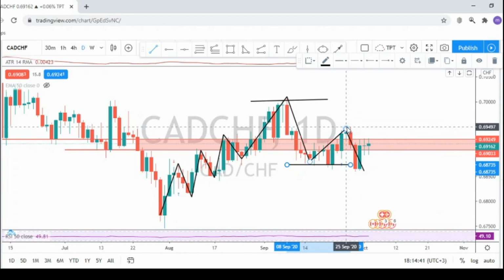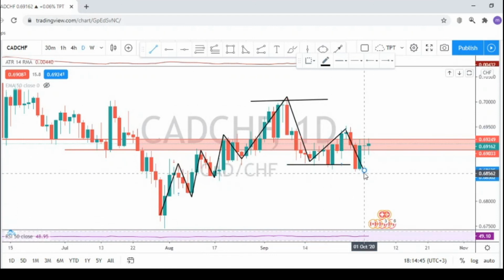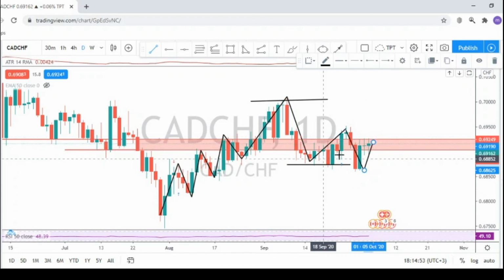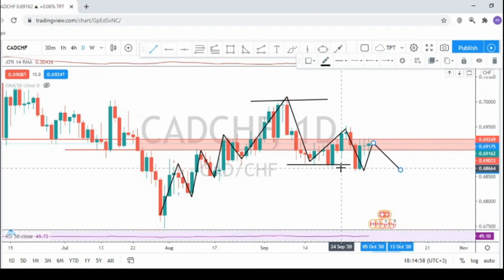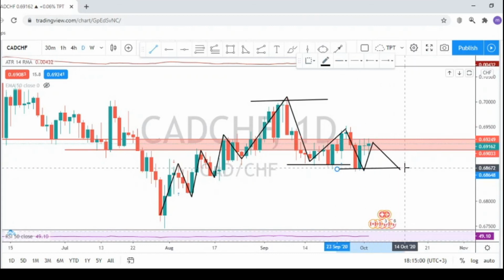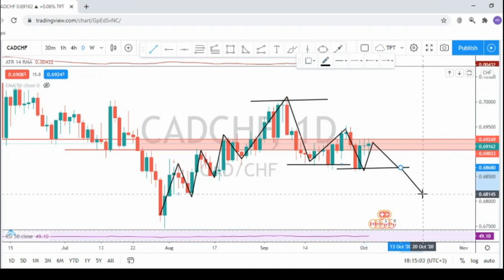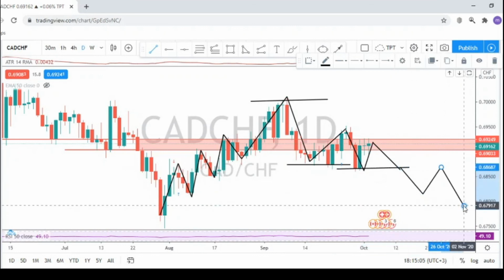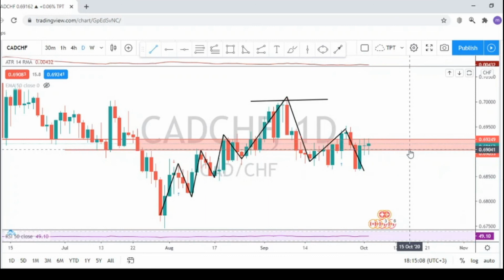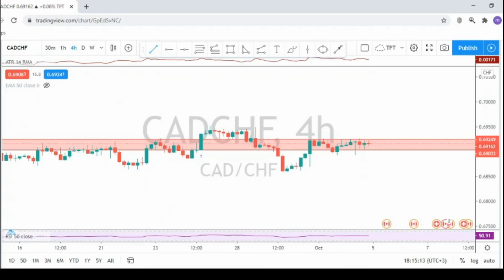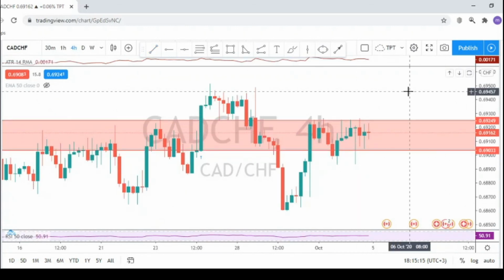Now, since it has made a pullback that closes below this level of structure, what I do is to wait for this market again, as it has done, to go back here to this level of structure, and expect this market to continue to the downside, at least touching the previous level of support, or even breaking below and continuing to the downside. So let's go to a lower time frame, a 4-hour time frame. And what do we have here?